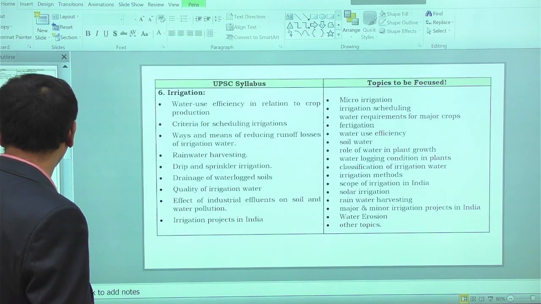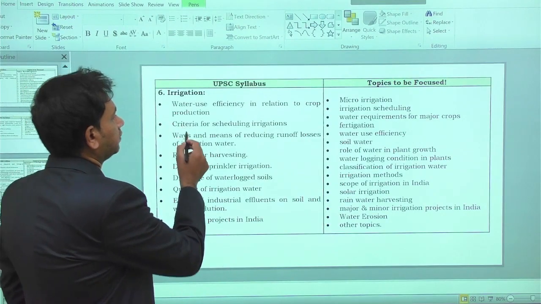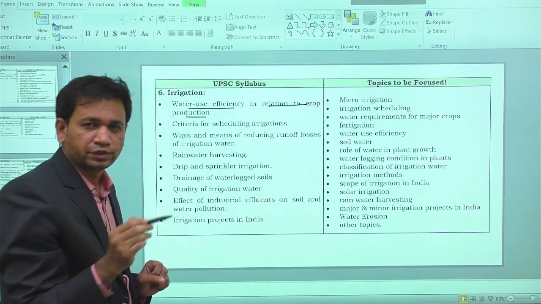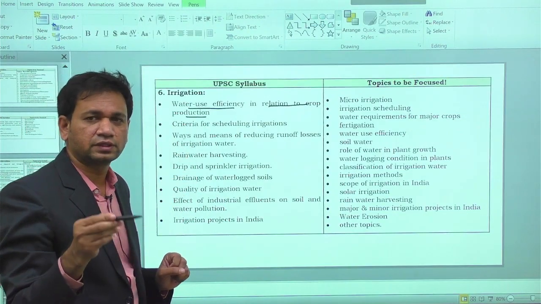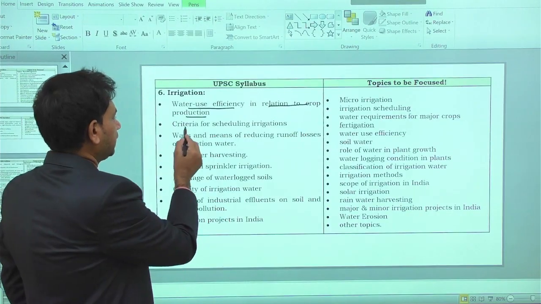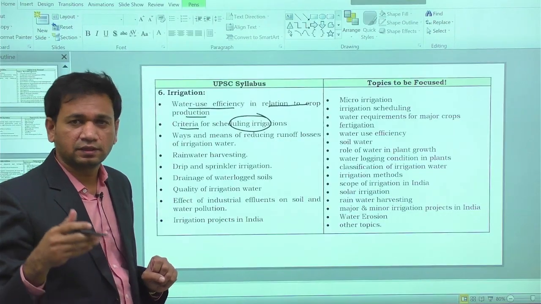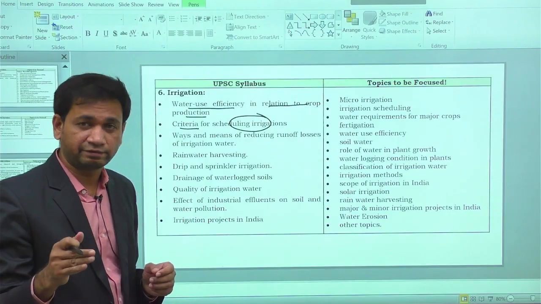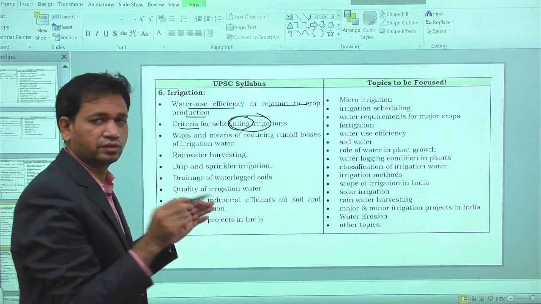Then apart from that, we are having the syllabus we call irrigation. In the irrigation, we are having water use efficiency in relation to crop production, right? In the water use efficiency, we are finding for every unit of water how much productive yield we are producing. Then we are having the criteria for scheduling the irrigation. Criteria matlab some are the climatological approach, some are the soil factors, some are the plant factors. Based on all these factors, scheduling the irrigation is going to take place.